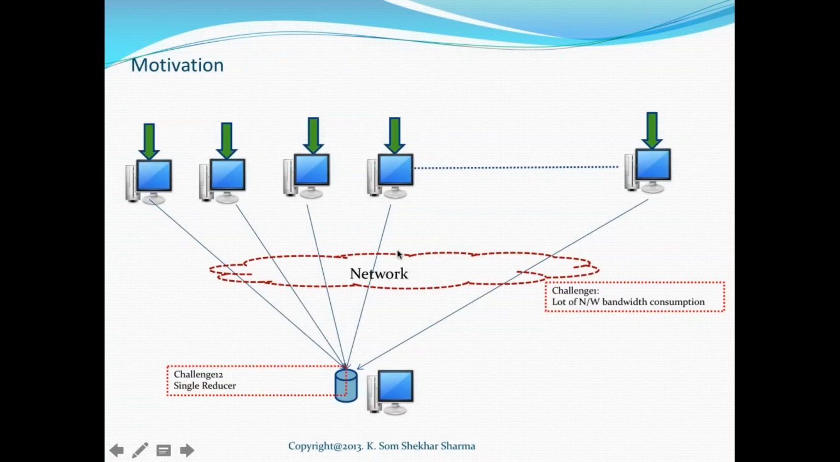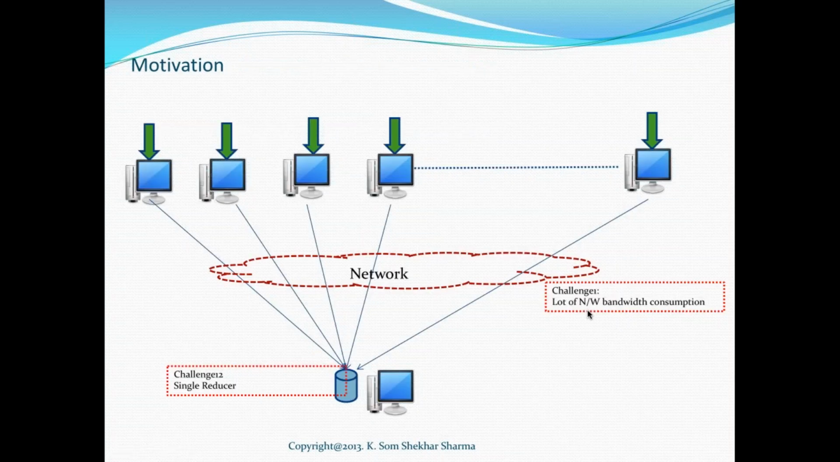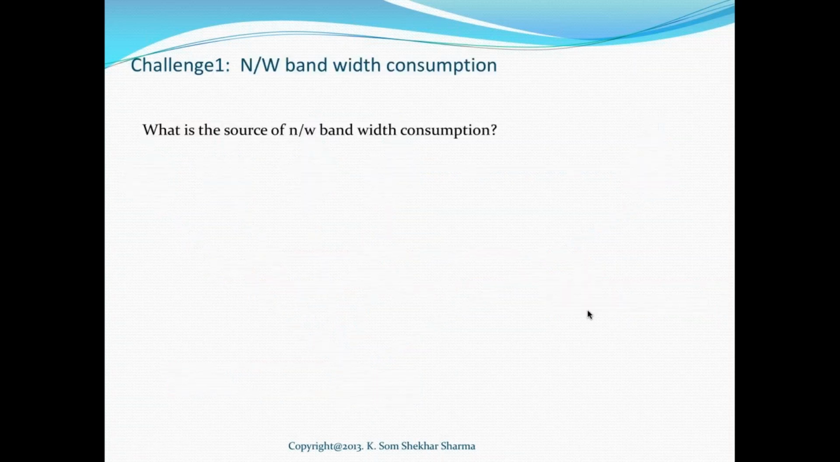First and foremost, we'll look at challenge one, that there is a lot of network bandwidth consumption. A lot of network bandwidth consumption leads to slowness, which leads to a performance bottleneck, because it will take time to travel the intermediate key value pairs over the network. So what is the source of network bandwidth consumption? It is nothing but the key value pairs. And if I want to minimize it, how do I? It's a challenge, the network bandwidth consumption.